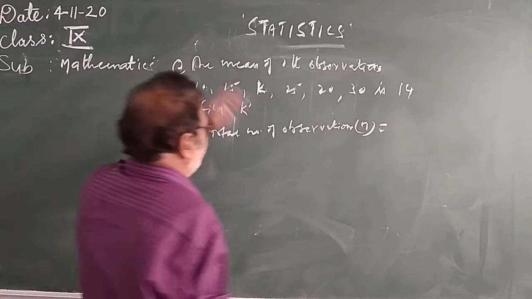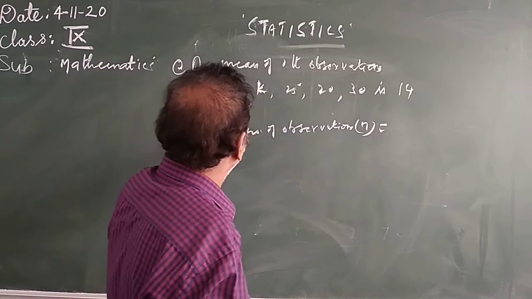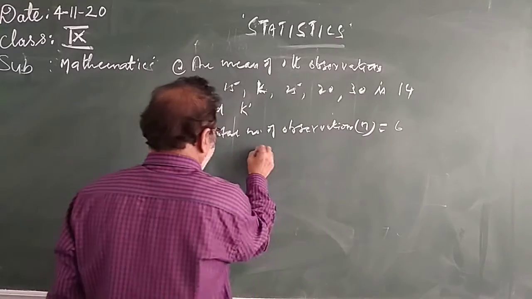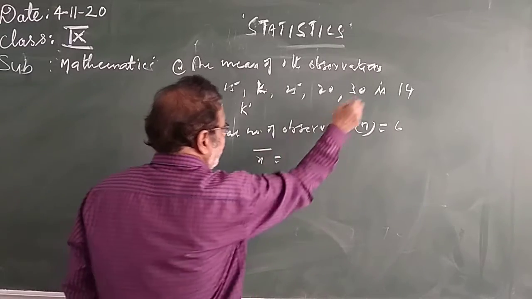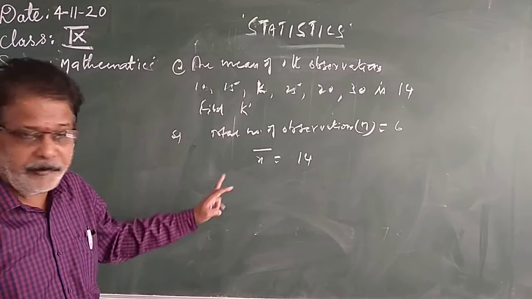N is equal to the count of how many observations are there? 10, 15, K, 25, 20, 30. Count 1, 2, 3, 4, 5, 6 observations are there. So whose arithmetic mean is given? X bar. X bar is equal to 14. Mean is equal to 14.